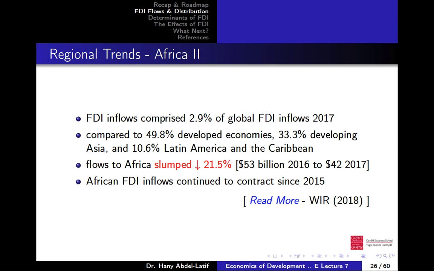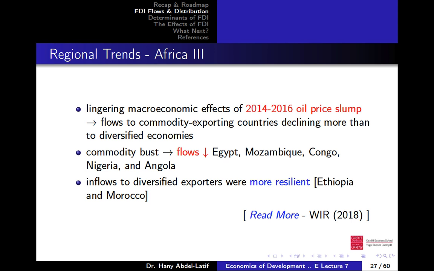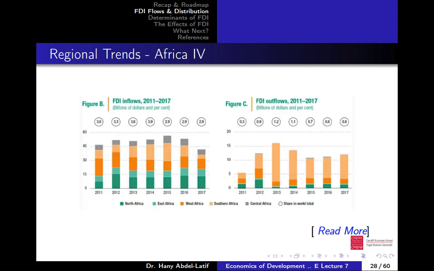Again, we try to link FDI to tensions, conflict and political risk, and that might partly explain why Africa is not a very attractive place for FDI. Anyway, that's the key message so far from this lecture.